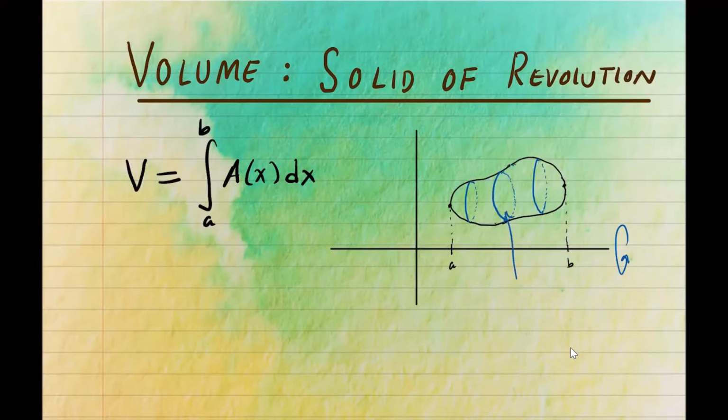So the way we're going to be finding the area of this cross section is by using the formula: the area of a circle is pi r squared. When you add up all of these cross sections and take the integral from here to here, we get the volume. So that's what we have right here. Volume is equal to the integral from a to b of the area function of the cross section. Let's go ahead and take a look at our first example, and I'll show you how to set this up.